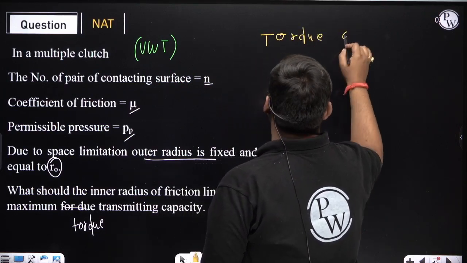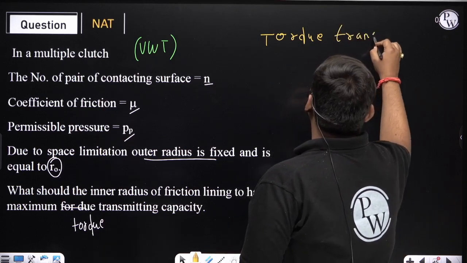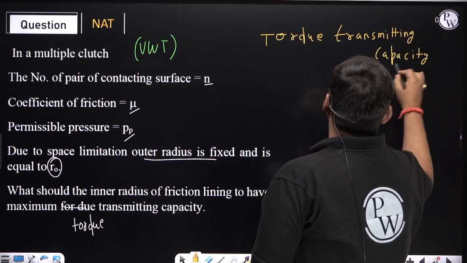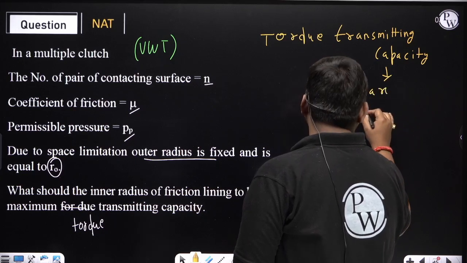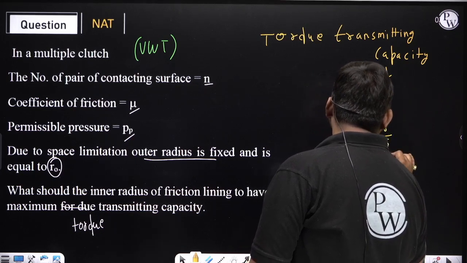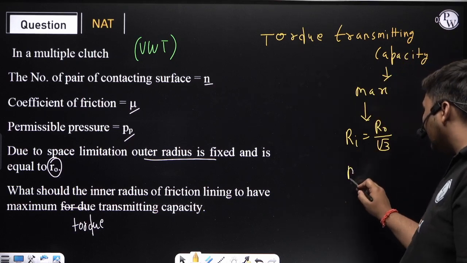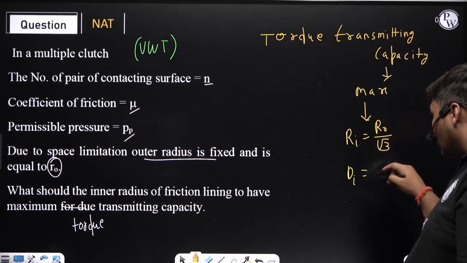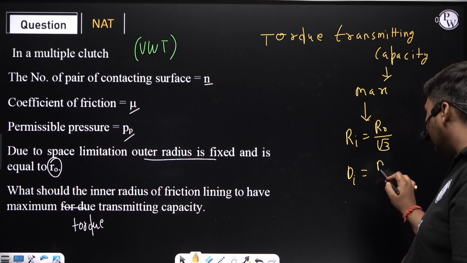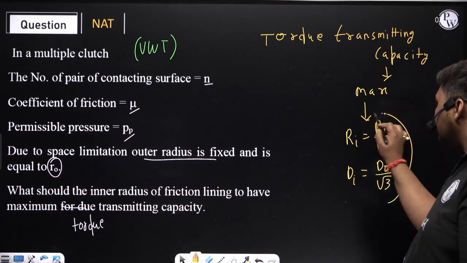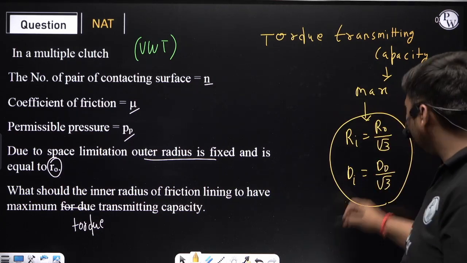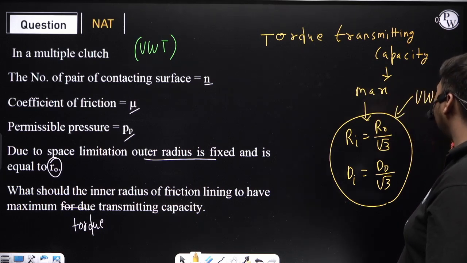For any fixed value of R0, torque transmitting capacity, or you can also say power transmitting capacity, will be maximum when Ri is equal to R0 divided by root 3. You can also write Ri is di by 2, if di is the inner diameter, and R0 is d0 by 2. The 1 by 2 and the 1 by 2 will get cancelled, so di will be equal to d0 divided by root 3. If Ri or di is equal to this, the power transmitting capacity will be maximum as per uniform wear theory. Okay.